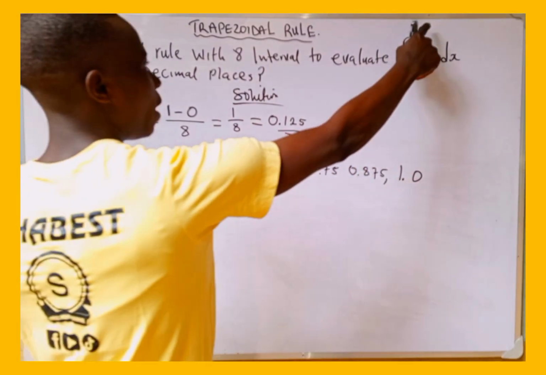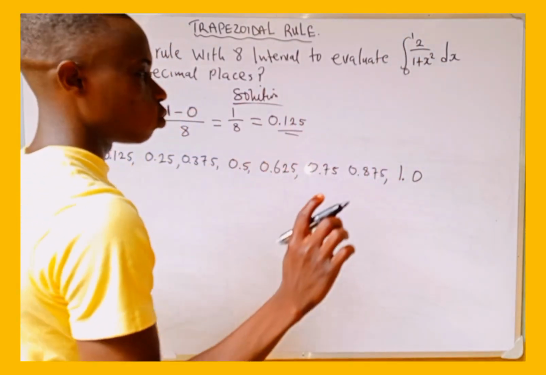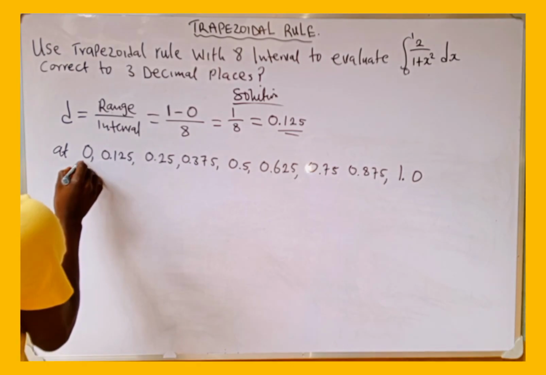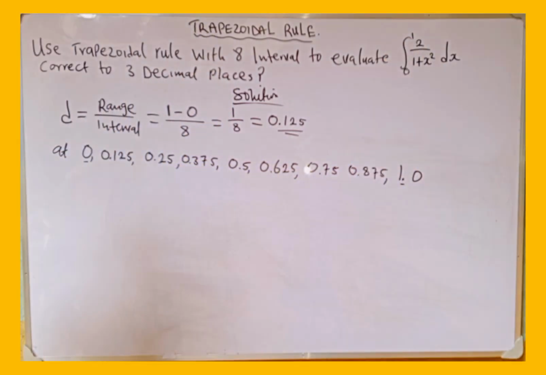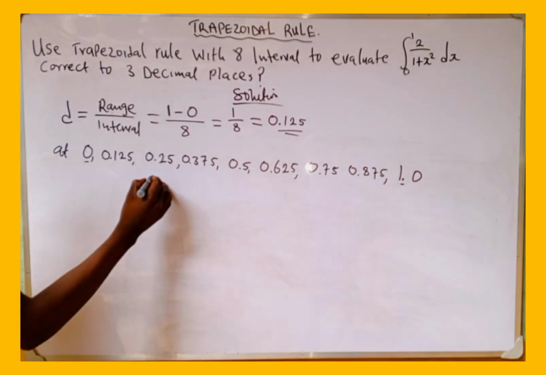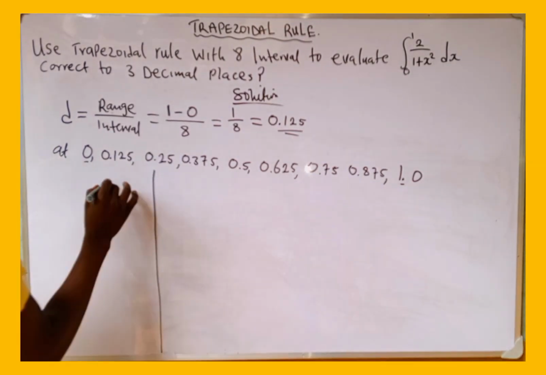So we notice that the upper limit is 1, so we are going to stop at 1. If you look at this interval, it's starting from 0 to 1. So this is the interval. The next thing we are going to do is to draw a table.